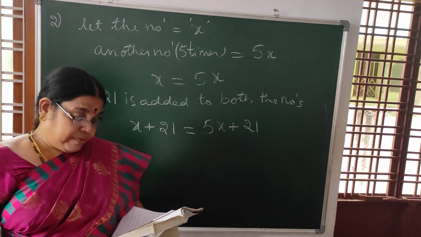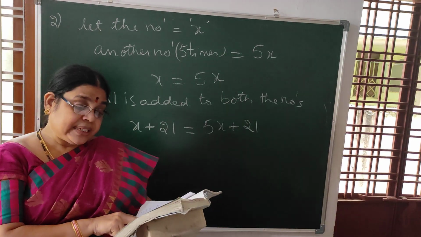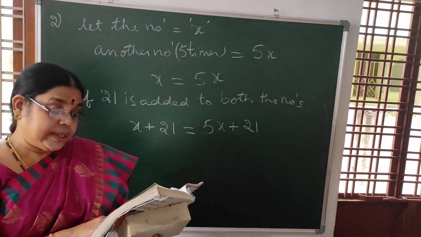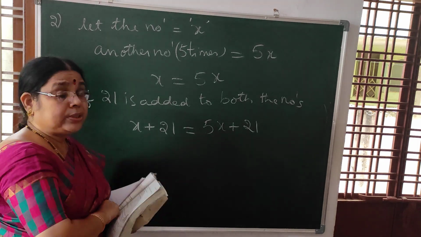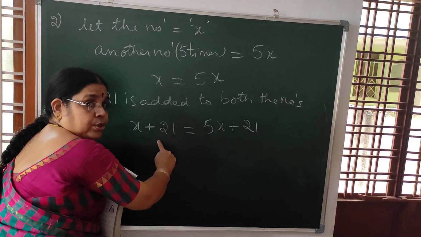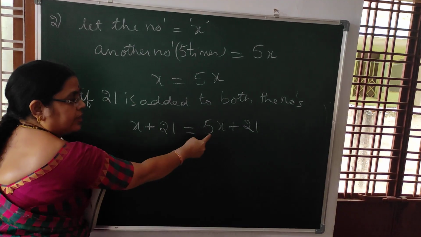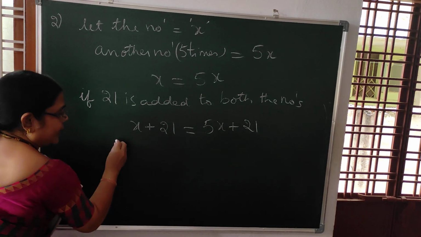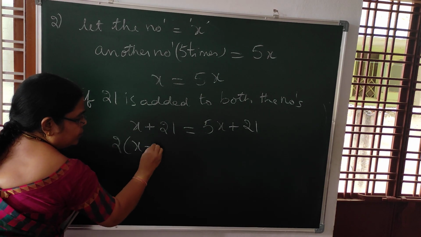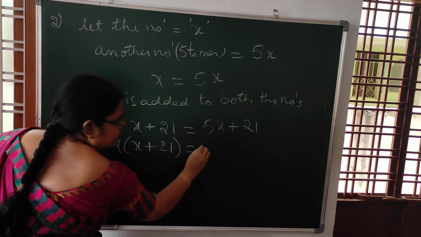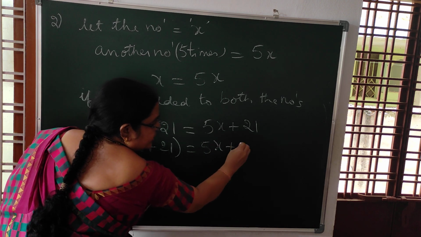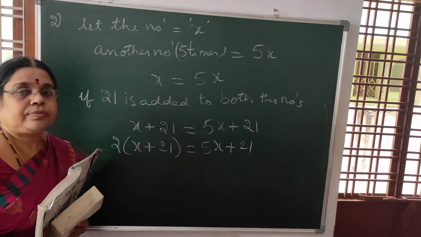He is saying one of the new numbers becomes twice the other new number. So which number? One of the new numbers. These are the two new numbers you got. One of these becomes twice. So this is already 5x, so this will become twice: 2 into x plus 21 is equal to 5x plus 21.